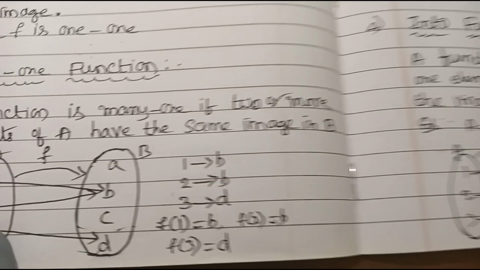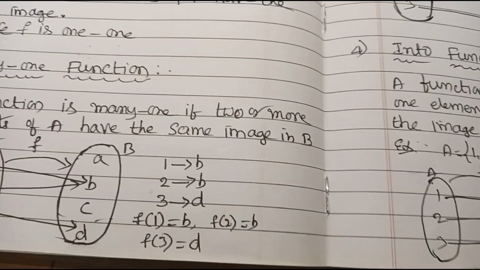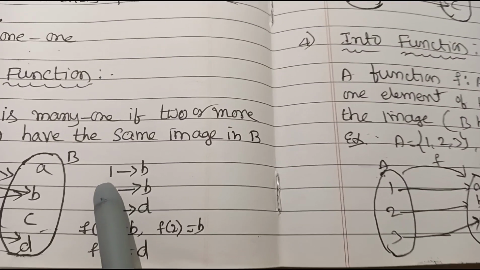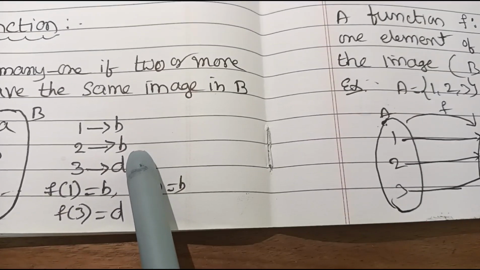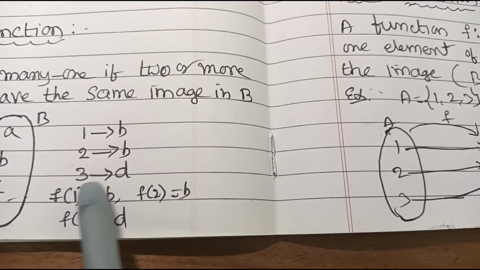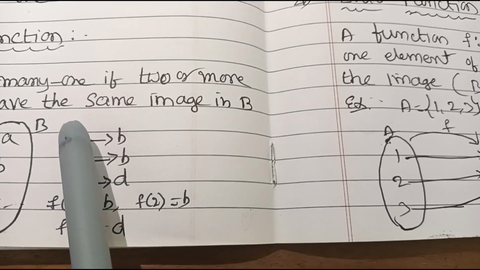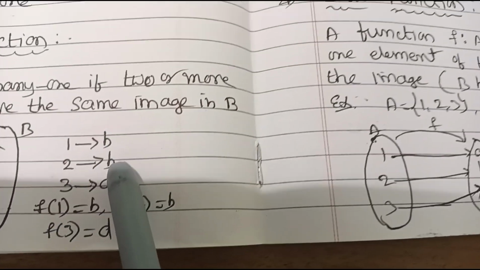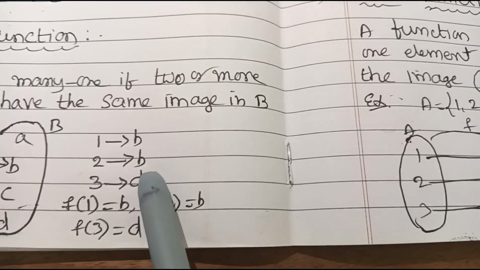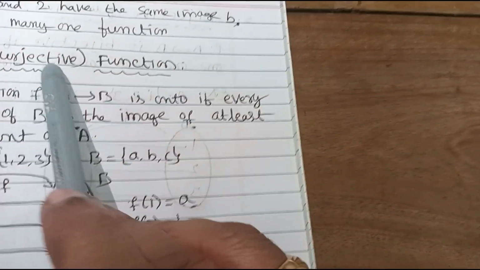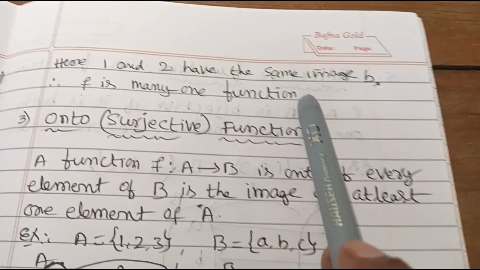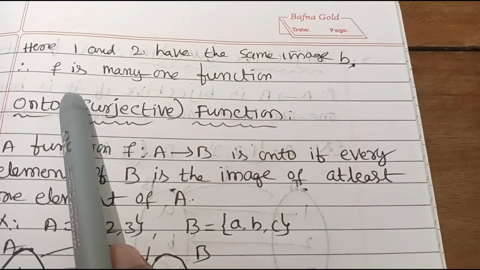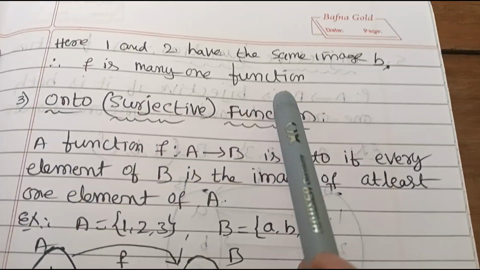So this is not one-one, this is a many-one function, because the image of 1 is B, the image of 2 is also B, and the image of element 3 is D. Here the elements 1 and 2 have the same image in codomain B. So this is a many-one function. Here 1 and 2 have the same image B, so the function f is a many-one function.